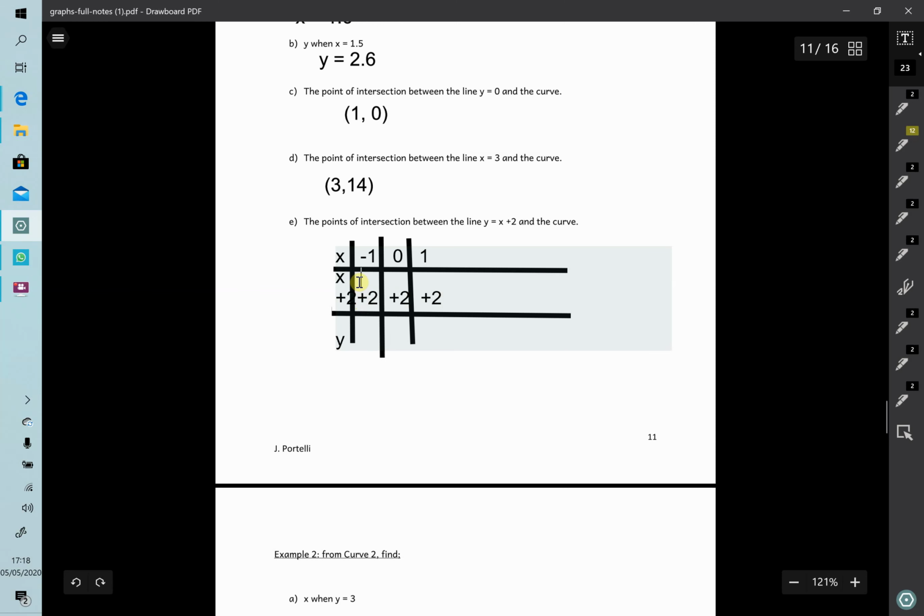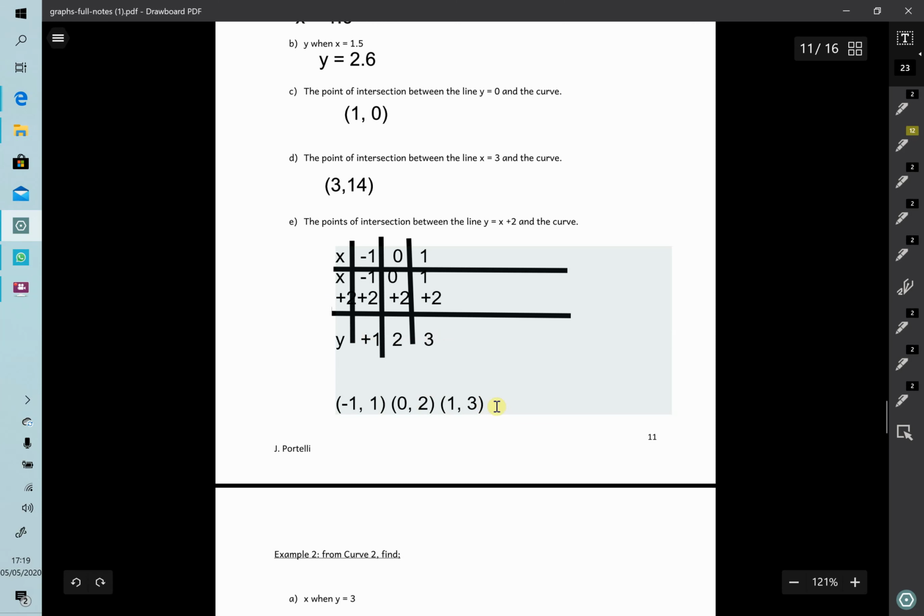And on top, I rewrite the x values again: -1, 0, 1. There's nothing for me to do. Now for my y value, I take these two values and add them together. So -1 plus 2 is 1. 0 plus 2 is 2, and 1 plus 2 is 3. What I like doing underneath is writing the coordinates. The first coordinate is -1, 1. The second coordinate is 0, 2. And the third coordinate is 1, 3.